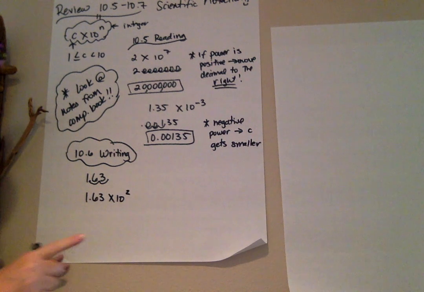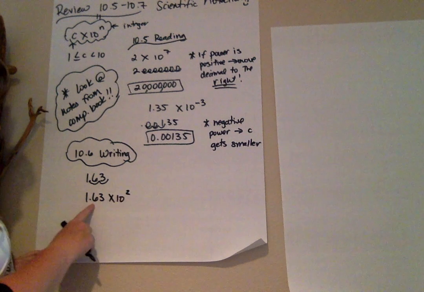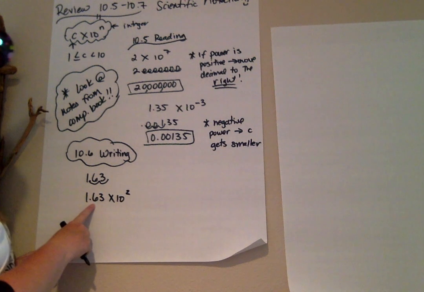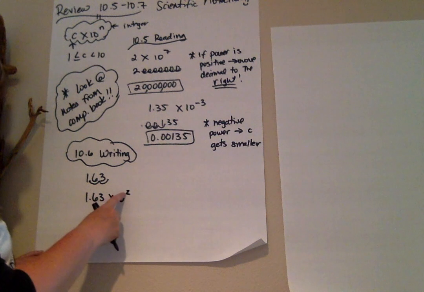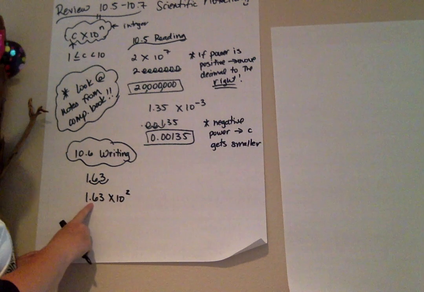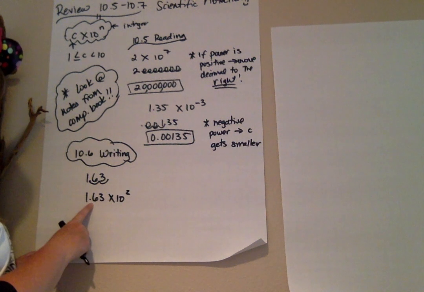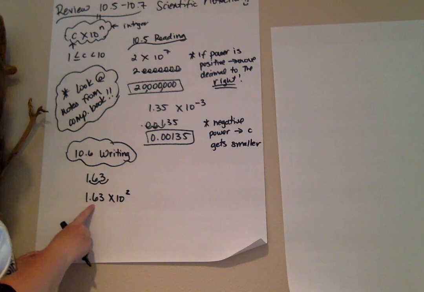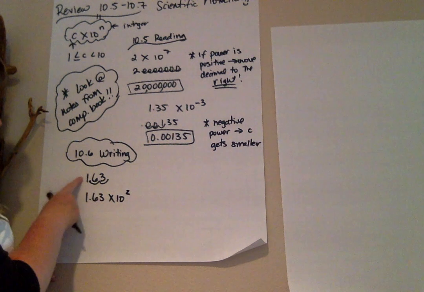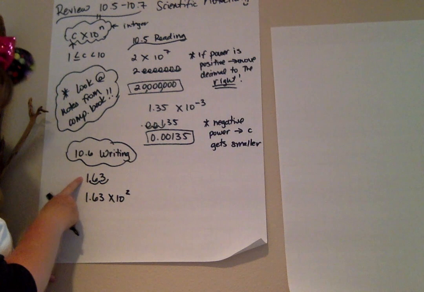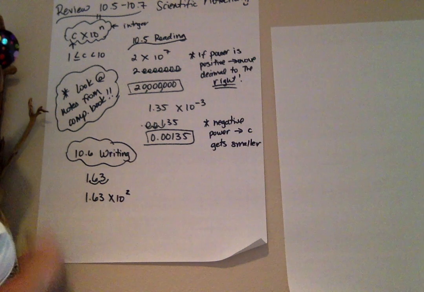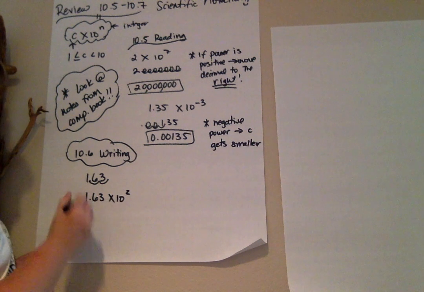And double check. If this power is positive, that tells you this number is going to get larger. If this is negative, that means this number is going to get smaller. And since 1.63, if we go back to the original problem, the end result is larger, that tells you that this power is positive. And we're good to go.